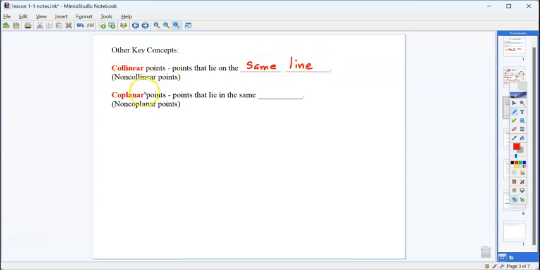Pretty basic. And the alternative, or the converse, the counterexample, I guess you could say, is we could have non-collinear points. These are points that do not fall on the same line. So this is like the antonym, I guess you could say. And then you can have coplanar points. These are points that lie on the same plane. And then again, the antonym or the converse of coplanar would be non-coplanar.